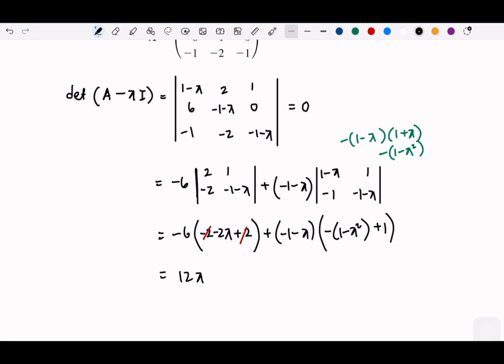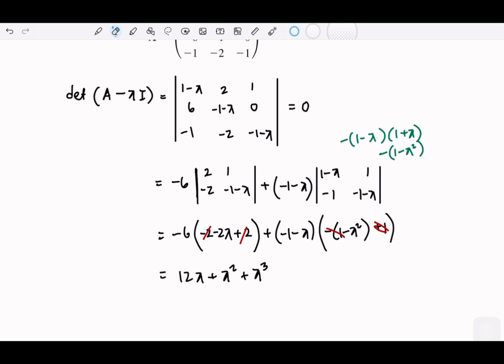Okay, so this one, -1 plus 1 will be cancelled, and this will be plus lambda squared and plus lambda cubed. Or we can just multiply with the negative, so we have negative lambda cubed. Or I think just take it positive, I think that should be okay.